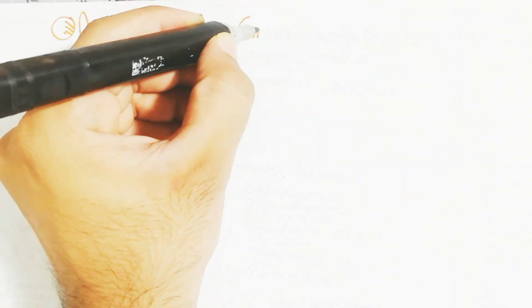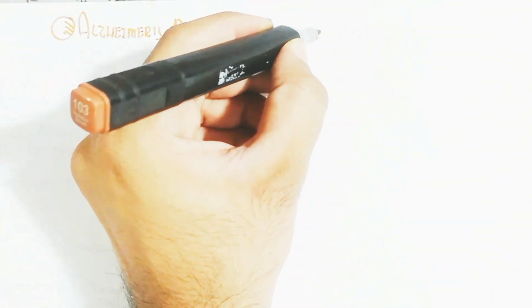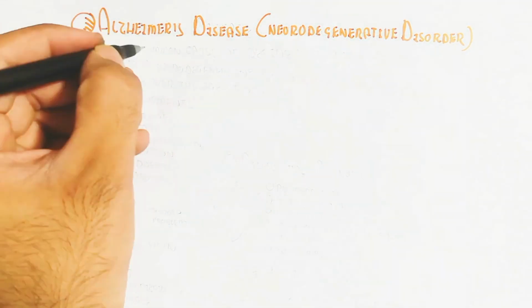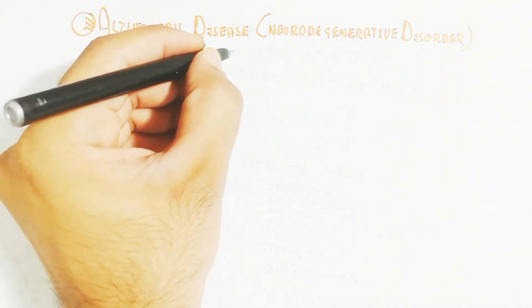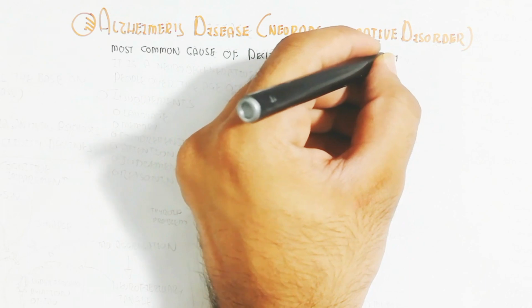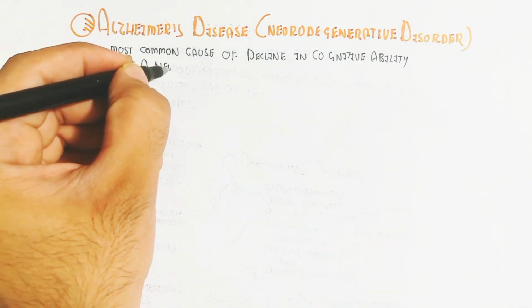Alzheimer disease is a neurodegenerative disorder. In this disease, the central nervous system is involved, which will lead to damage of the neurons by several processes. We will understand these in this video, and the first approach is to understand Alzheimer disease.